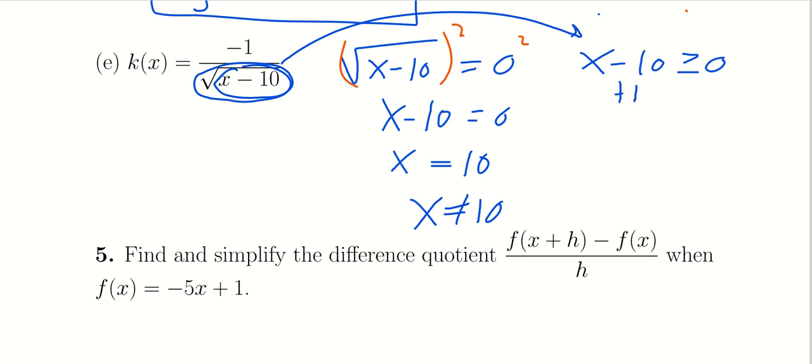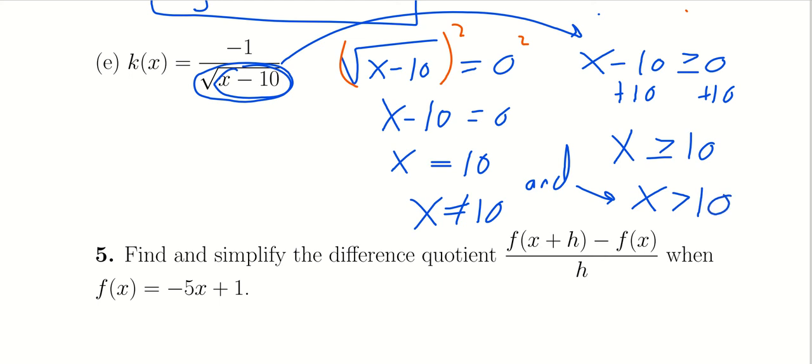Over here, to solve this inequality, we can add 10 to both sides. So add 10, add 10. This would produce x is greater than or equal to positive 10. And for the domain of this function, we need both of these conditions to be satisfied. So we need simultaneously for x to not be equal to 10 and for x to be greater than or equal to 10. Those two conditions you can combine as one condition. It's x has to be strictly greater than 10.